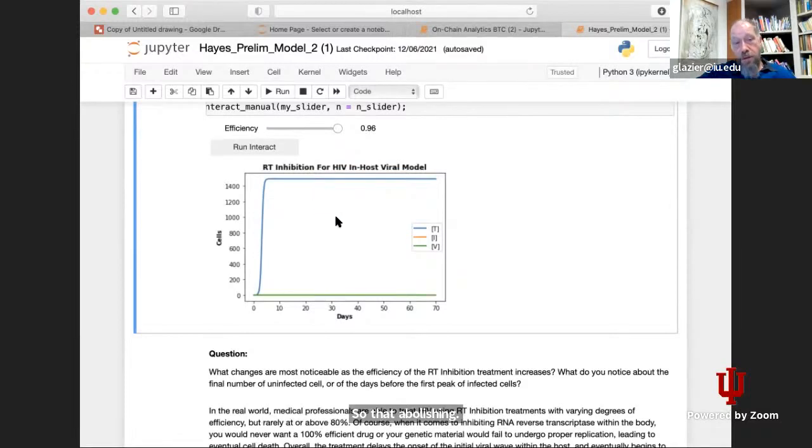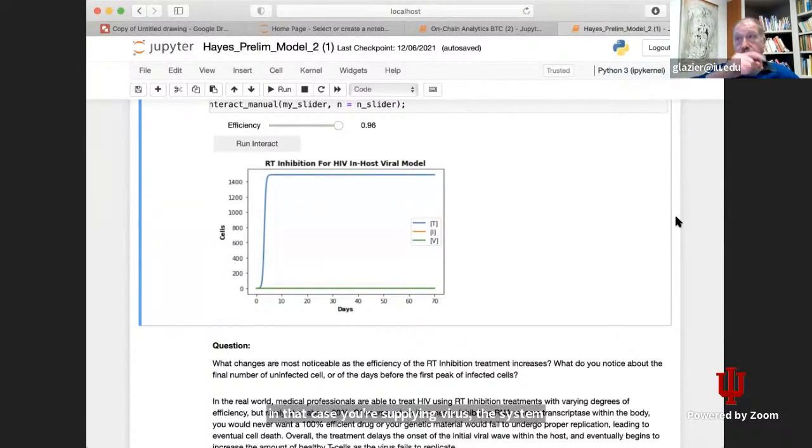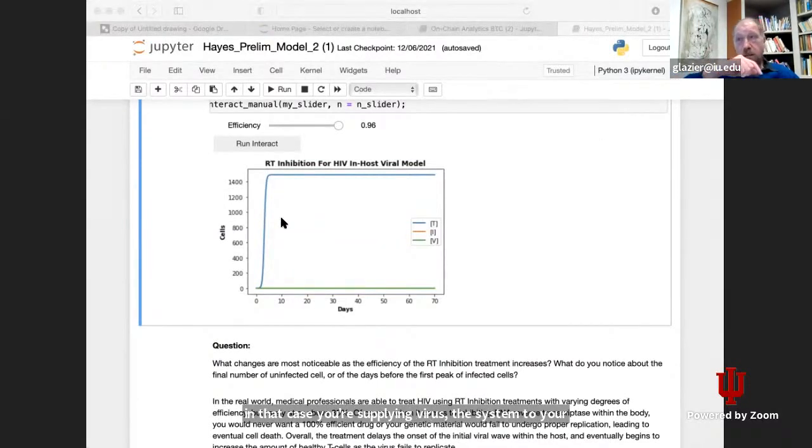So one of the things that you might want to think about would be how the infection happened. When somebody's exposed, in that case, you're supplying virus to the system, so your amount of V would go up. And the amount of virus is naturally cleared, so there's essentially an exponential decay of virus. It doesn't last that long. And then, presuming that you're not having a succession of needle sticks or unprotected sexual encounters, you have an initial exposure to the virus, it would be a little blip in V.